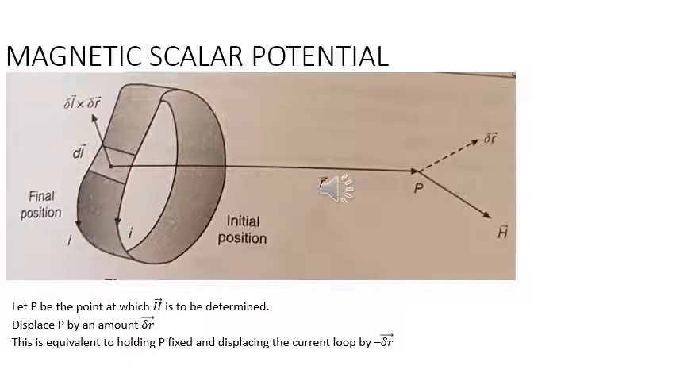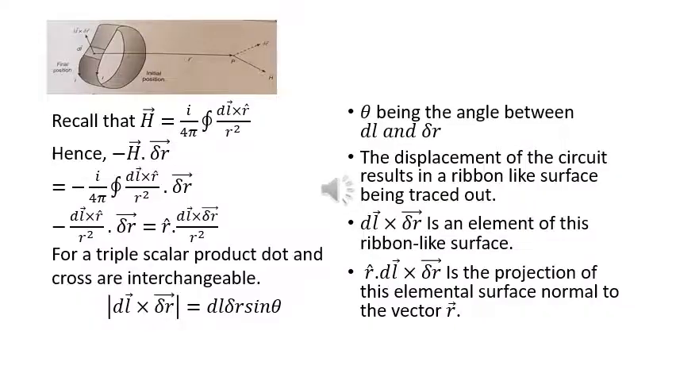This diagram is used to determine and establish magnetic scalar potential. Let P be the point at which H is to be determined. Let us displace P by an amount delta R. This is equivalent to holding P fixed and displacing the current loop by an amount minus delta R. Recall that H is equal to I upon 4 pi closed integral dl cross R upon R square. Hence minus H dot delta R will be equal to minus I upon 4 pi closed integral dl cross R upon R square dot delta R.